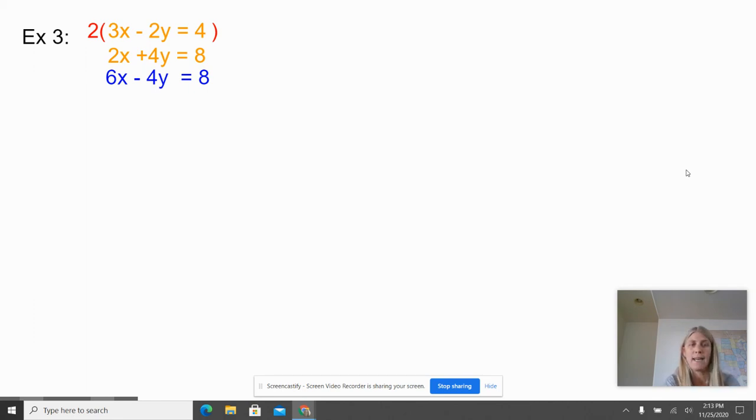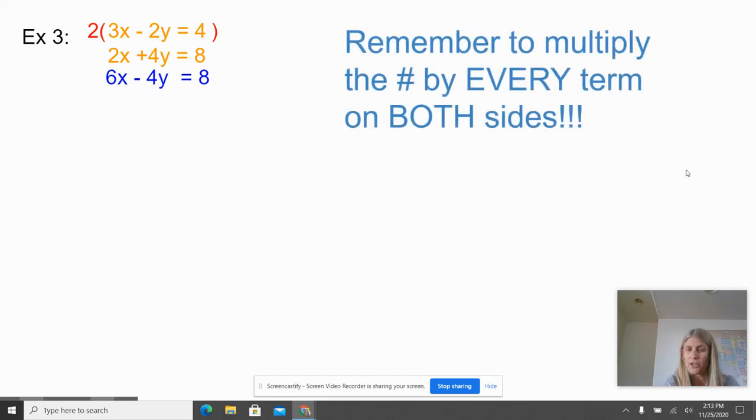We have a 4y and a negative 4y. So make sure you remember to multiply it by every term on both sides. A lot of people forget to do it on the other side of the equation as well, and that would give you a different line. So now we're going to go ahead, and with our new equation, we're going to add those together. So 2x and 6x make 8x. The y's cancel out. 8 plus 8 is 16. So we have 8x equals 16. Now all we have to do is divide both sides by 8, and we get x is equal to 2.